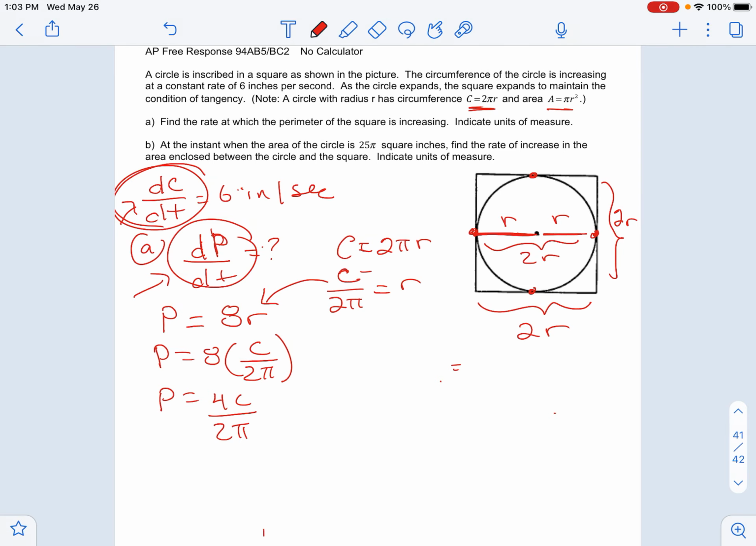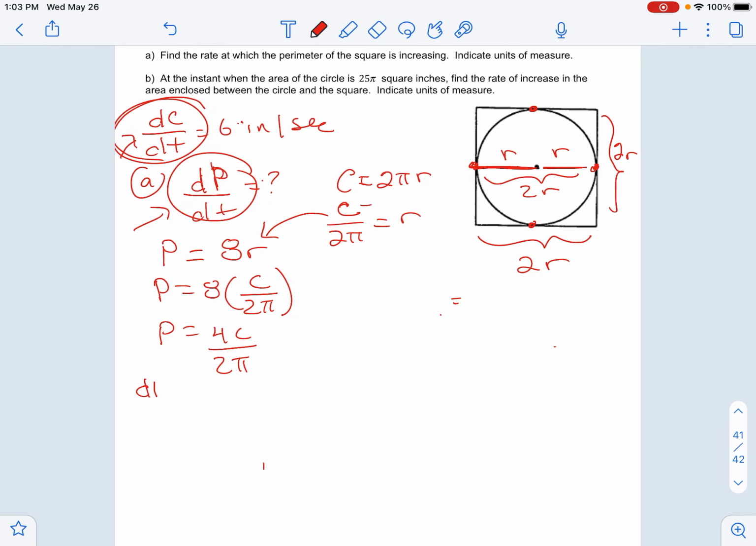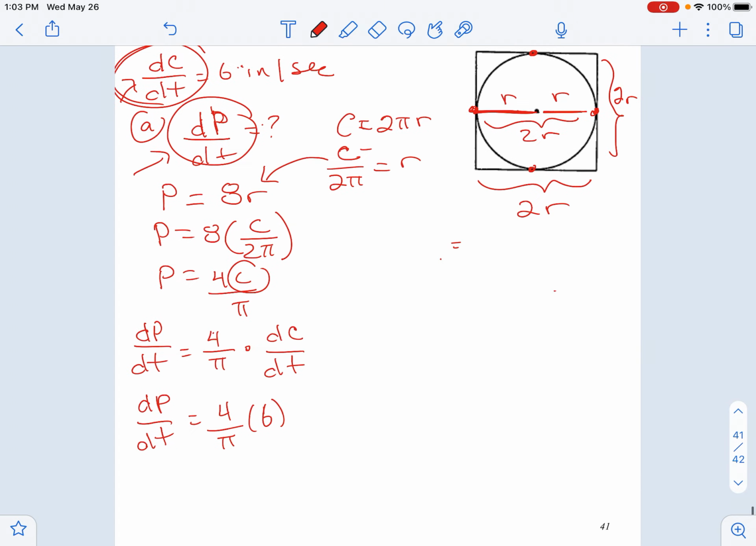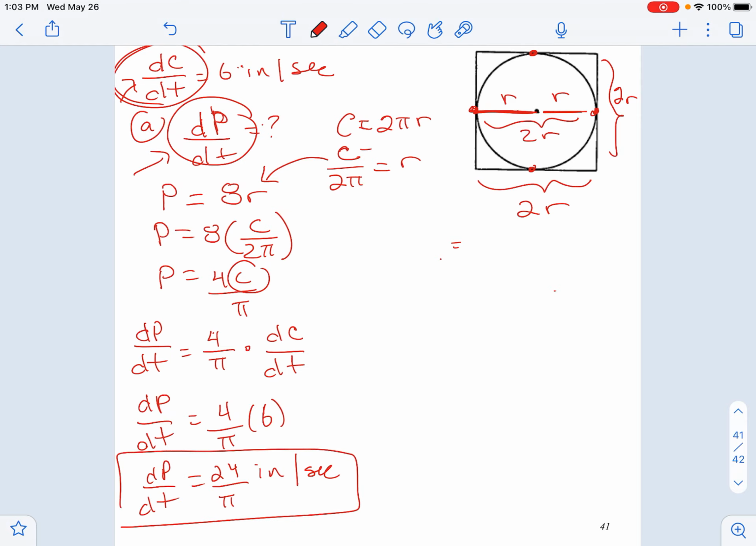So now I can take the derivative with respect to time. So dP/dt, the 4 over, not 2π, is just 4 over π. 4 over π is just a number, so I can pull that out. And C is your variable, so the derivative of that with respect to time is dC/dt. And then I can go ahead and plug in my dC/dt, which was given, which is 6. So dP/dt is 24 over π. This is the change in perimeter, so units are inches per second.